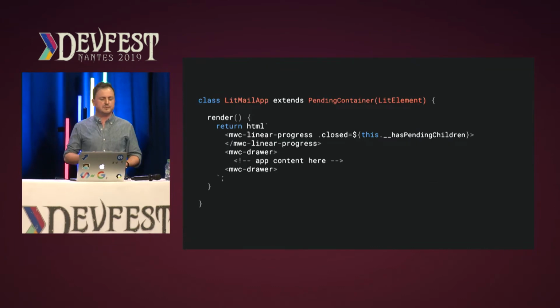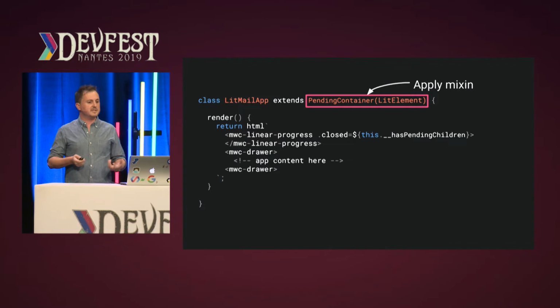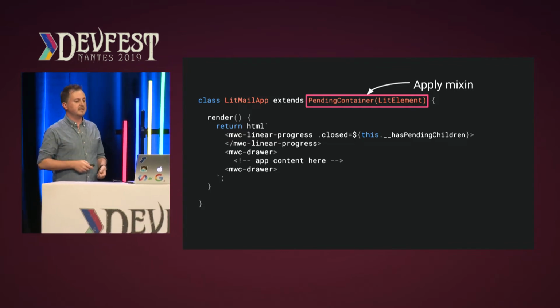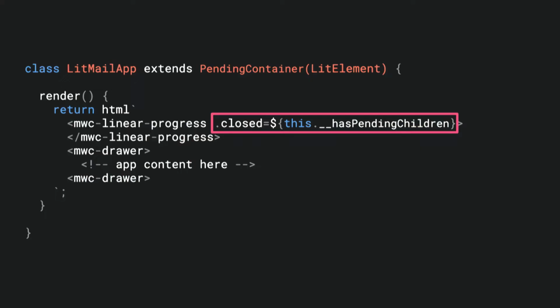So now if we want to use this Mixin, the first thing we do is apply it. So this is a function that takes a class. We're going to pass it LitElement, and we get a new thing to subclass that has these properties on it. And then all we have to do is bind to this hasPendingChildren property. And whenever this property changes because the async tasks started or completed underneath, it's going to cause a re-render, and this is going to update. So now we get to see our progress indicator go whenever there's work going on below it.